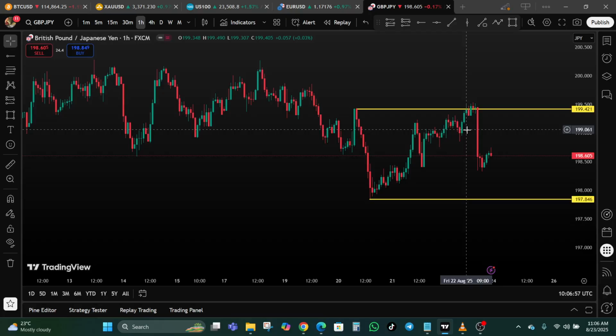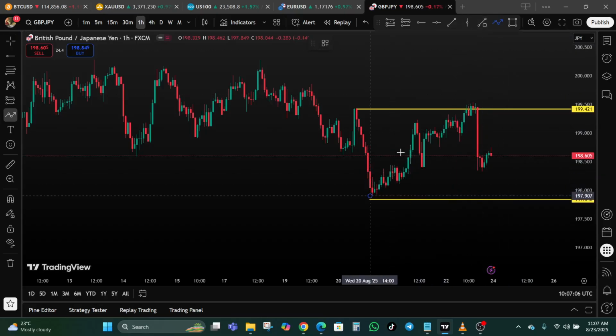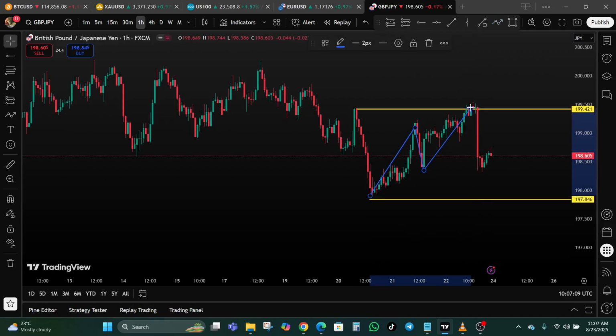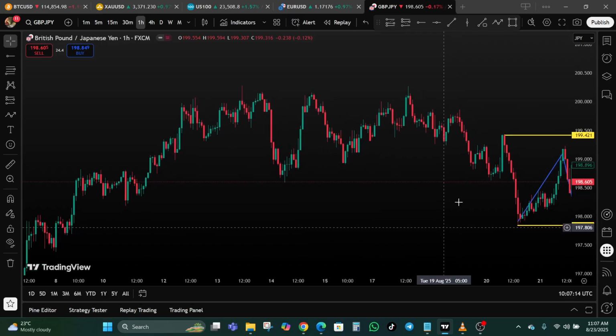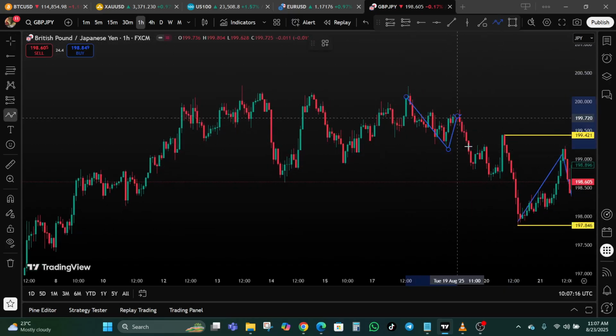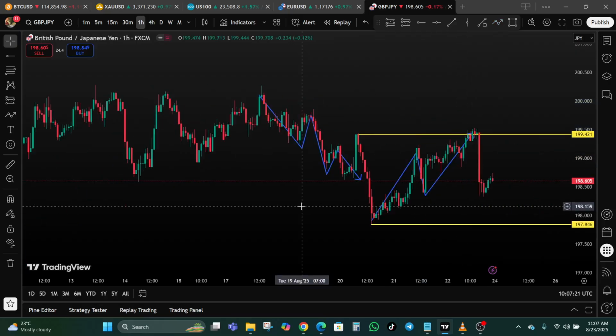The first is market structure, and this is the backbone of price action trading. You need to recognize when the market is forming higher highs and higher lows. You also need to recognize when the market is forming lower highs and lower lows. Remember that higher highs and higher lows is for an uptrend, lower highs and lower lows is for a downtrend. So structure gives you the map of where price has been and where it might go next.